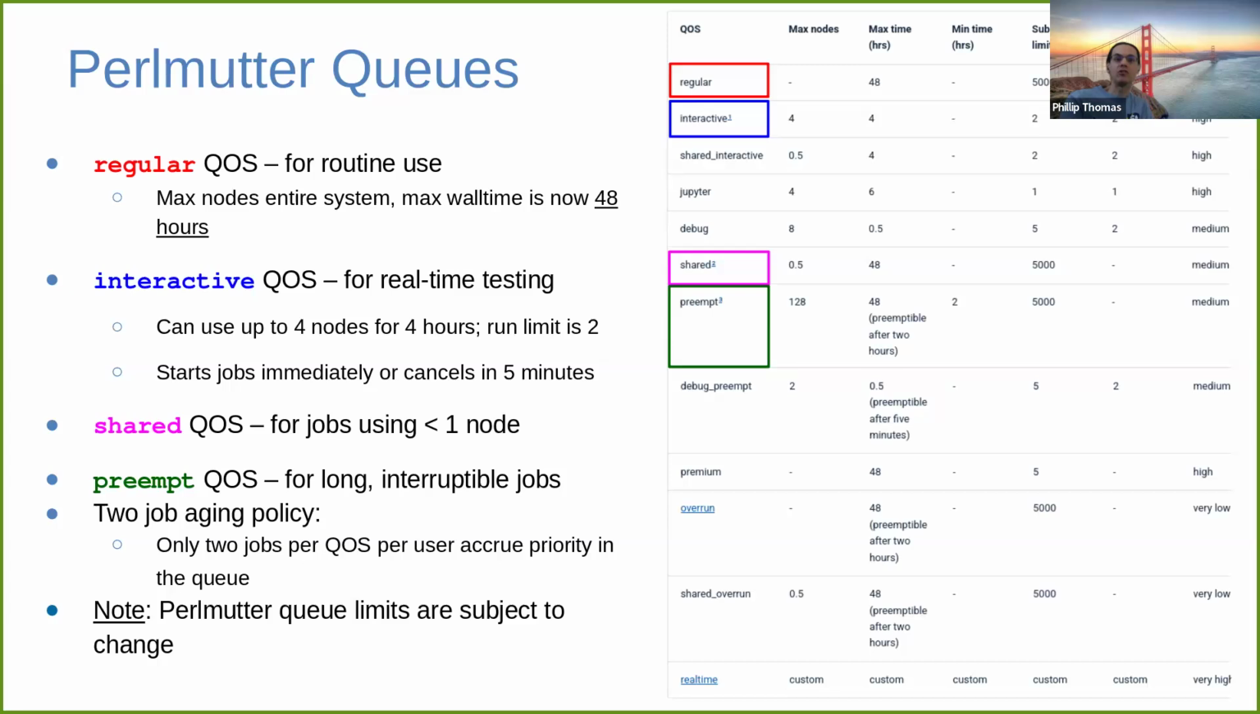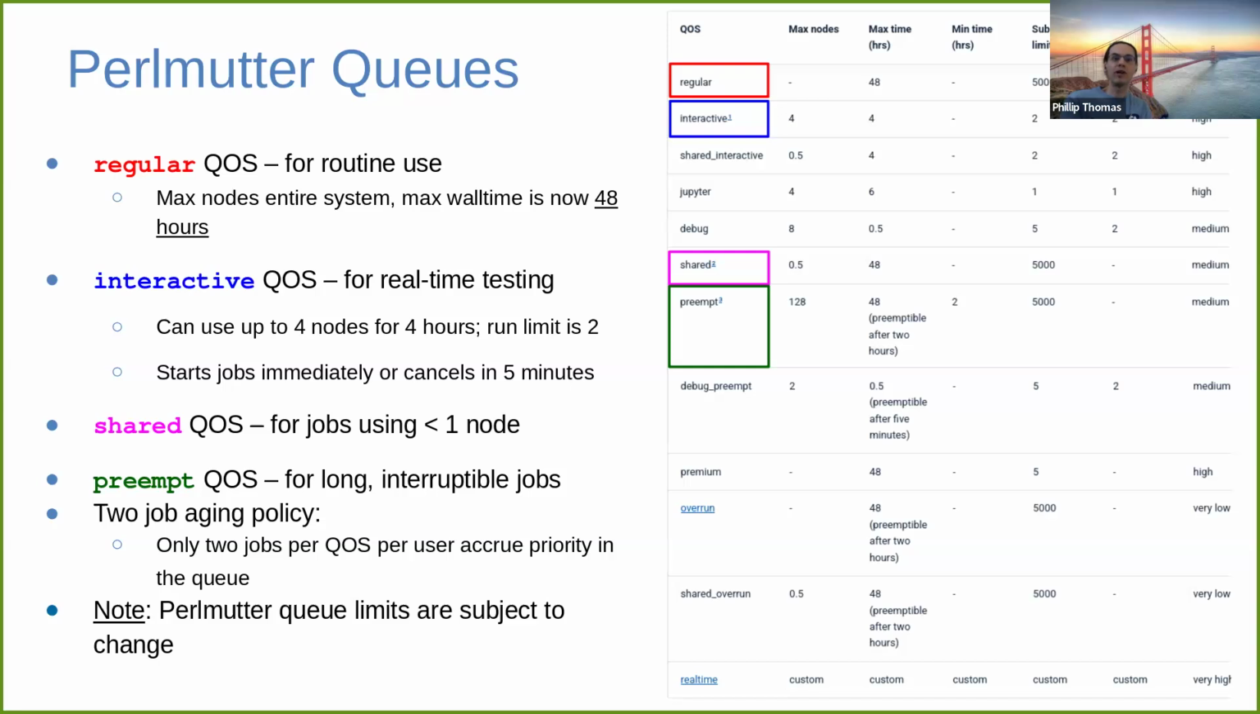The other thing to discuss before looking at submitting an actual job are the Perlmutter queues, which I'll use the term queue and QoS, which stands for quality of service, interchangeably. If you look at the NERSC documentation page, you'll see that there are 12 different QoSs that you can submit jobs to, but the majority of VASP users use only 2 of these.